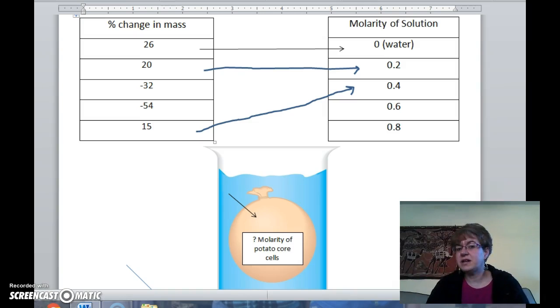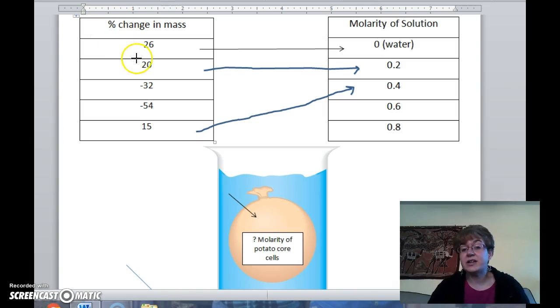Okay, now something you need to understand is that as long as the potato core's molarity of solutes inside the cells is greater than the solution's molarity, then your potato core is going to gain weight because it's hypertonic to the solution that it's in.